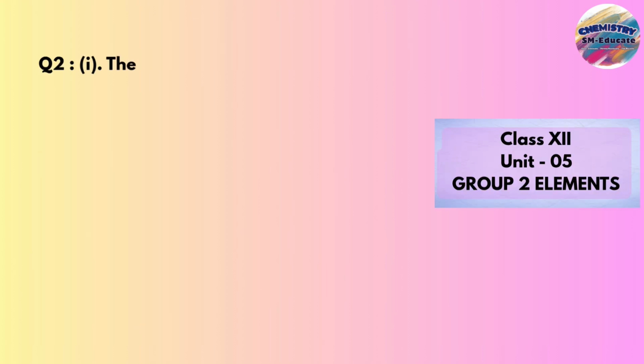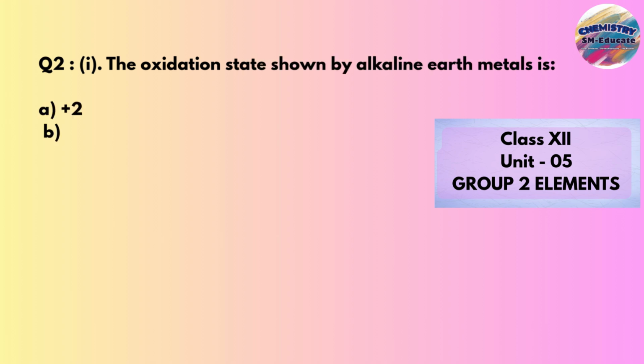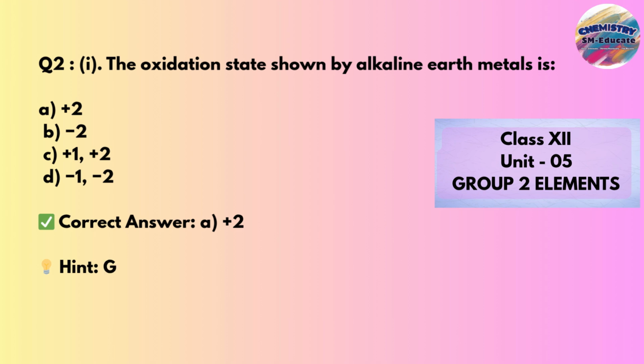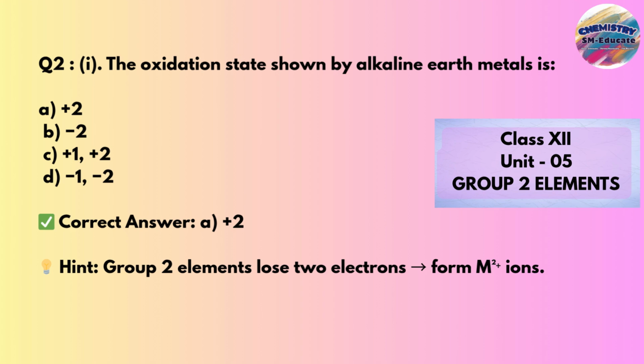Question 2. Part 1. The oxidation state shown by alkaline earth metals is: A. +2, B. -2, C. +1, +2, D. -1, -2. Correct answer: A. +2. Hint: Group 2 elements lose 2 electrons, forming M²⁺ ions.